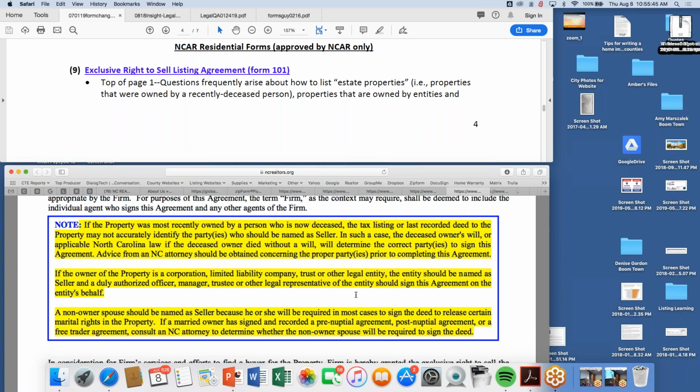That's an important one, because a lot of times in North Carolina, you'll have someone say, well, I bought this house prior to the time I was married. Well, that doesn't matter in North Carolina. In South Carolina, it's a little bit easier. So you've got to make sure you have the proper documents so that you know who should be signing.